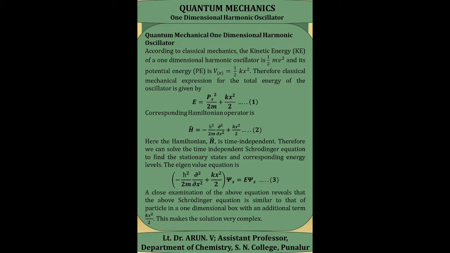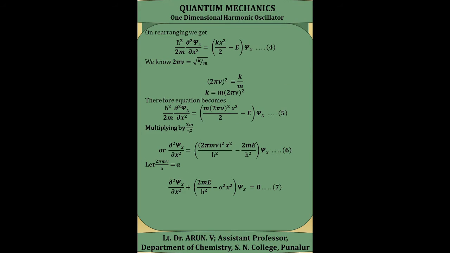By examining this equation, one can see that this equation is similar to that of a particle in a one-dimensional box with an additional term, that is equal to kx square by 2. This additional term makes this equation very complex. So, on rearranging the equation, we can write minus h cross square divided by 2m into dou square psi x by dou x square, that is equal to kx square by 2 minus E into psi x.